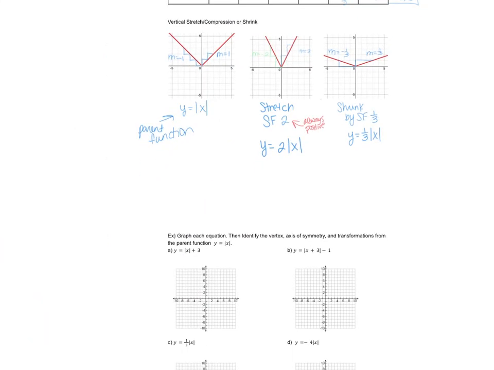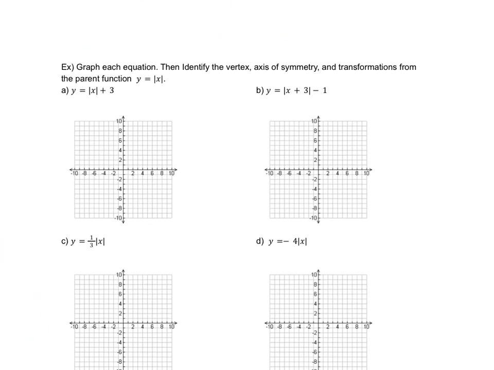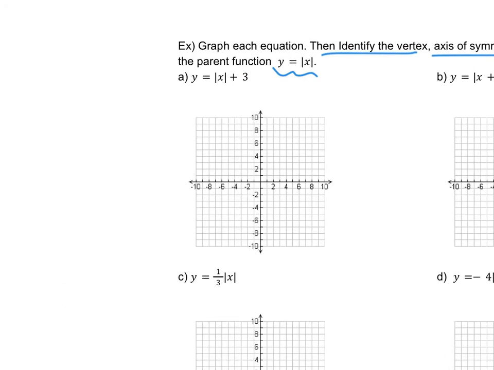Okay, so on the next one, now we're going to actually start graphing them. They want us to do a few things. They want us to tell what the vertex is, axis of symmetry, and transformations from the parent function. I like to start with the transformations. That's where my brain thinks. So let's talk about the transformations.